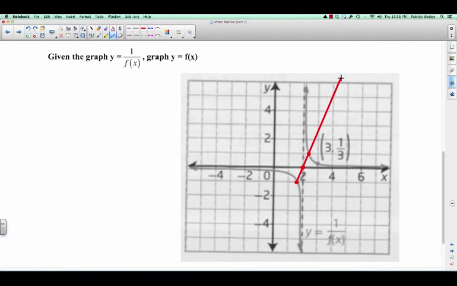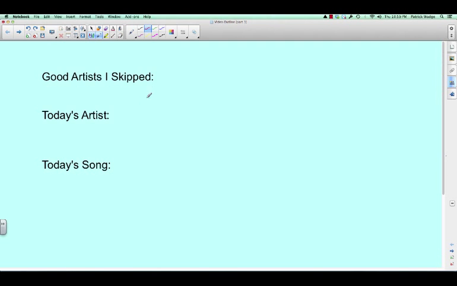F of x is linear. We knew it was linear because all the graphs we're working on today are linear, and they all have this shape, that double kind of curve shape like that. So we put some arrows on the end of this and we are finished. This graph right here is f of x. These 2 curves here together are 1 over f of x. Okay, we're finished. Next day we'll do reciprocal functions of quadratic functions.